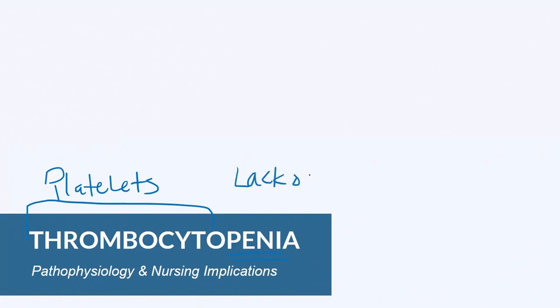Okay, in this lesson, we're going to review the nursing implications of thrombocytopenia. So let's break down this word. Thrombocyte is another word for platelets. And then anytime you see penia, I want you to think of a lack of or too little. So thrombocytopenia is a lack of platelets or too few platelets.